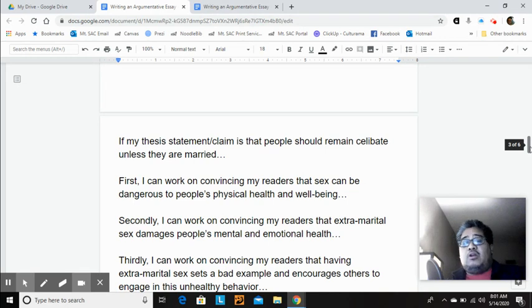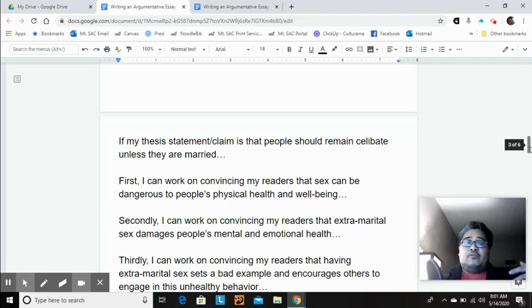In my second body paragraph, my focus shifts to another set of grounds, still building towards my thesis statement. But again, I'm just focusing on a smaller idea rather than the big idea. Secondly, I can work on convincing my readers that extramarital sex damages people's mental and emotional health. So the first paragraph was about physical health. This paragraph would be about mental and emotional health.